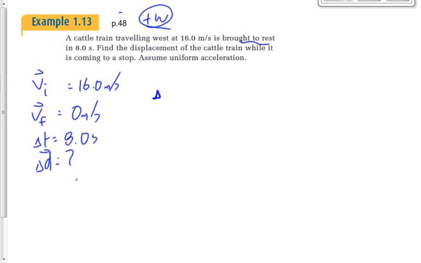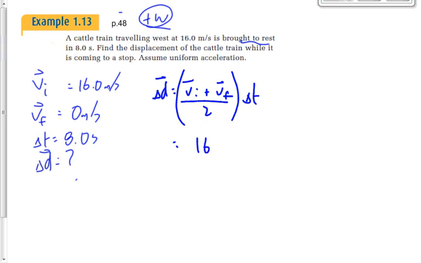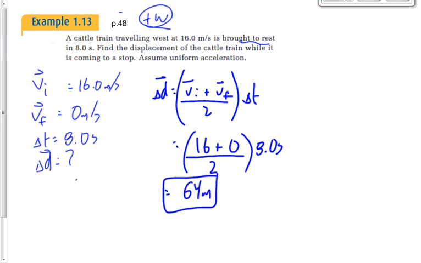D is equal to (VI plus VF) over 2 times T. Okay, we've got VI at 16 plus 0 divided by 2 times a time here of 8.0 seconds. 16 divided by 2 is 8, times 8 is 64 meters. Okay, so we got it on the very first try.